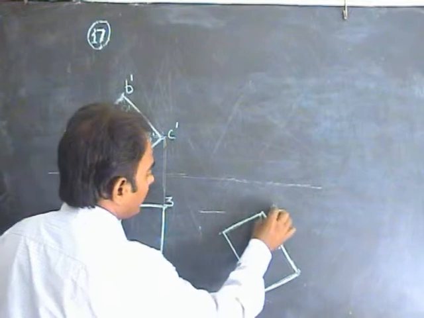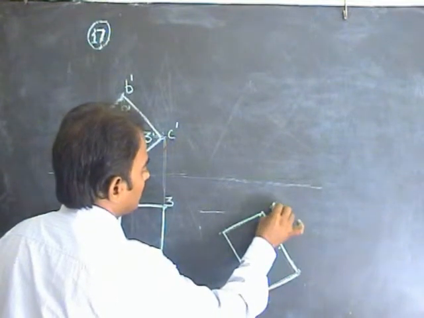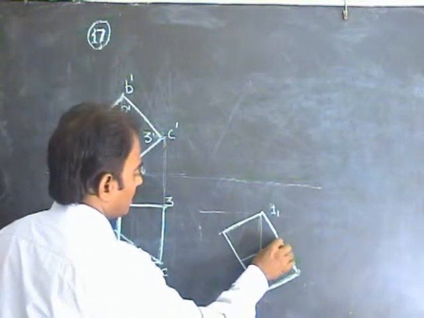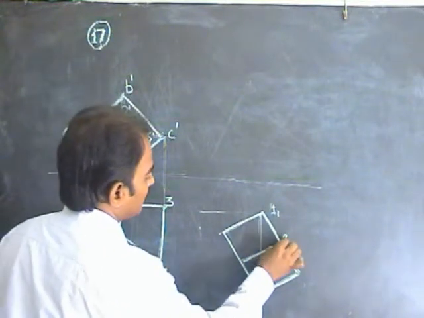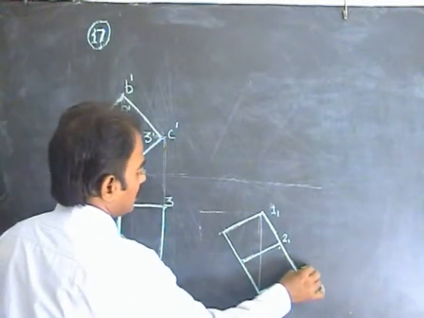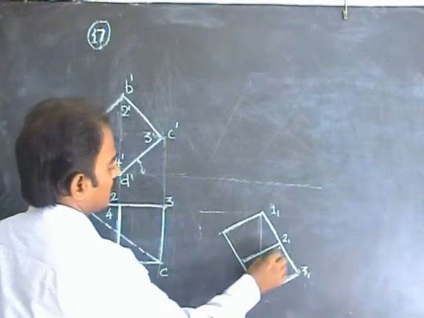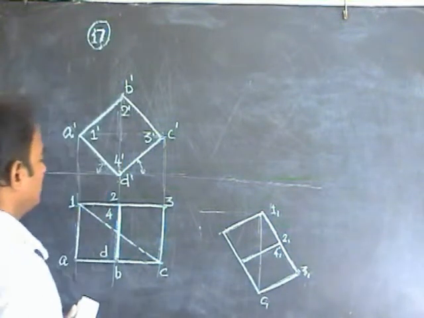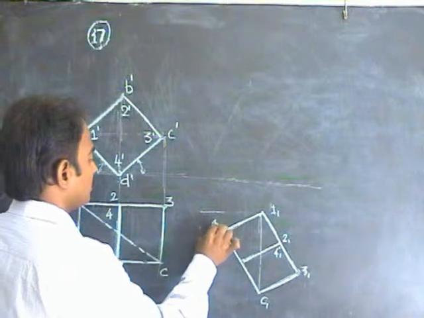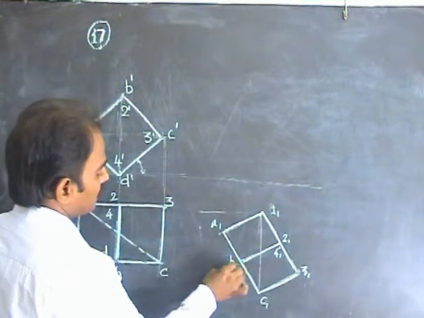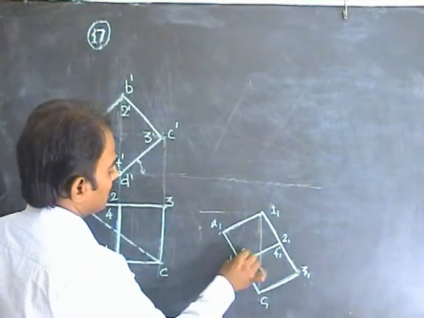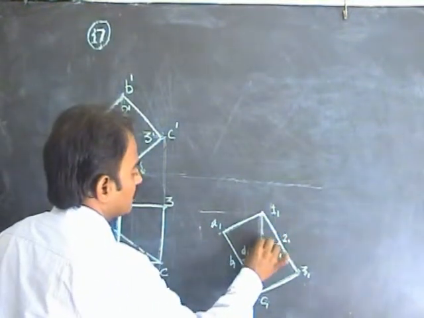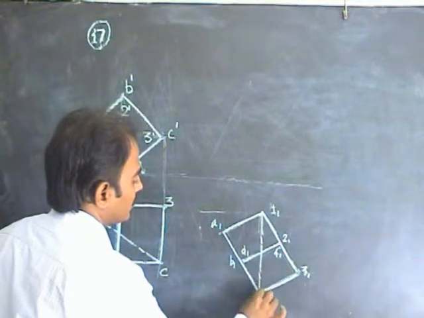Now mark the points. This is 1 suffix 1. Go for the 2 suffix 1 and 3 suffix 1. 2 suffix 1 is there. 3 suffix 1 is available here. Similarly 4 suffix 1 is available here. This is C suffix 1. Find out A suffix 1, then B suffix 1, then C suffix 1 is already available, D suffix 1. Now draw this leading diagonal or the solid diagonal.